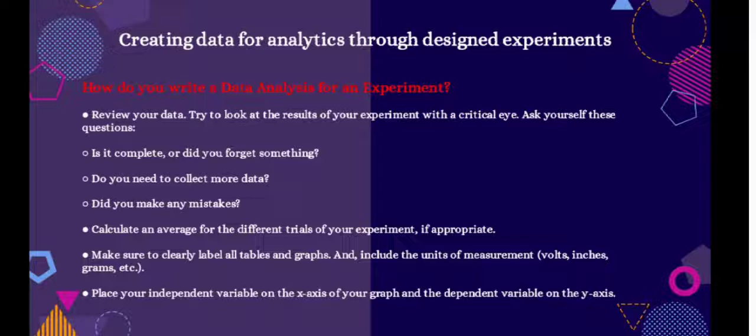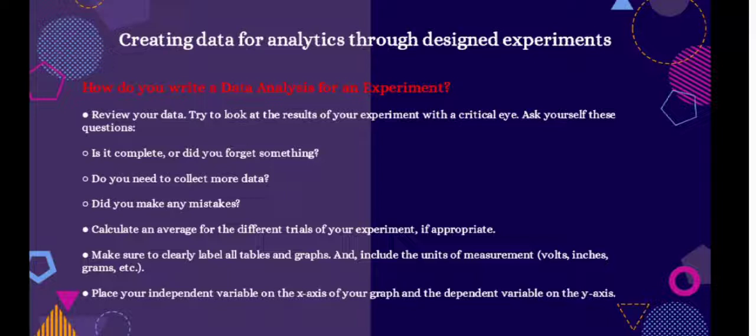So, in creating data for analytics through designed experiments, we need to review first our data, which is to try to look at the results of your experiment with a critical eye. Ask yourself these questions: is it complete, or did you forget something? Do you need to collect more data? And did you make any mistakes in collecting data? And after that, we need to calculate an average for the different trials of your experiment if appropriate.